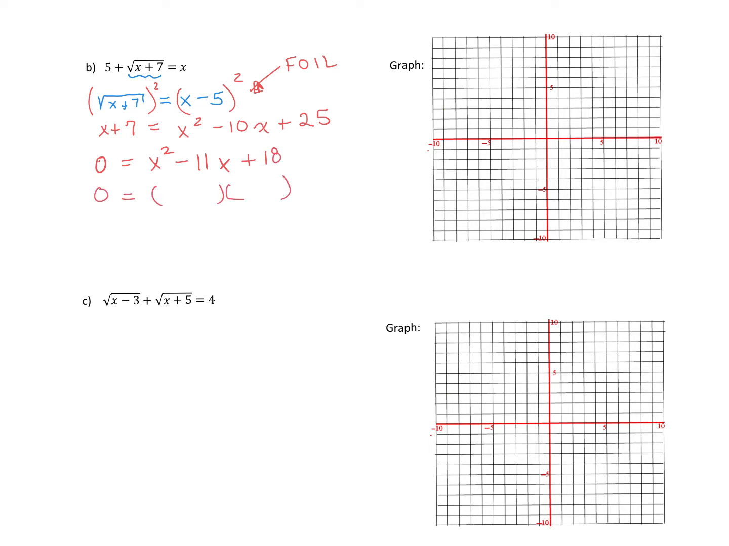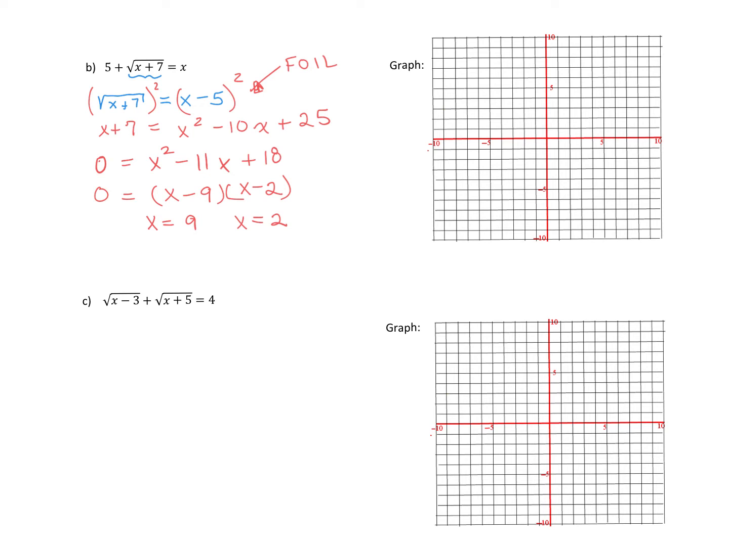And this will factor as x minus 9 and x minus 2. So our solutions will be 9 and 2. So we actually get 2 answers, or do we? At this point, we need to check and make sure that our 2 solutions work.